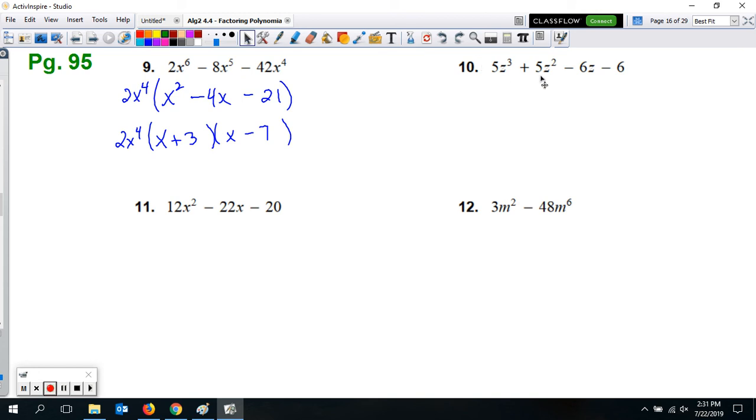All right, number 10 is another 4-term one, so factor this one by grouping. Okay, so now you should have grouped the first two and grouped the second two, and notice there is a minus sign in this one, so don't forget about that.